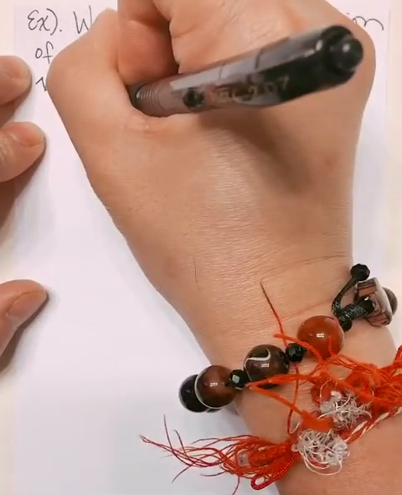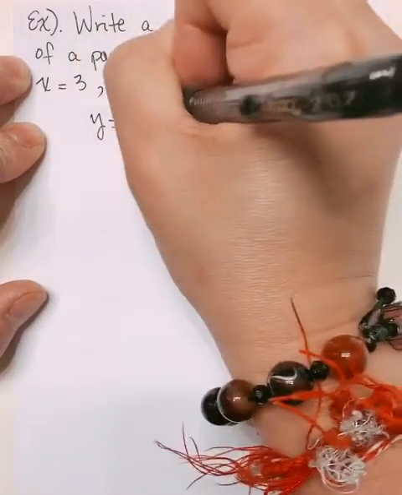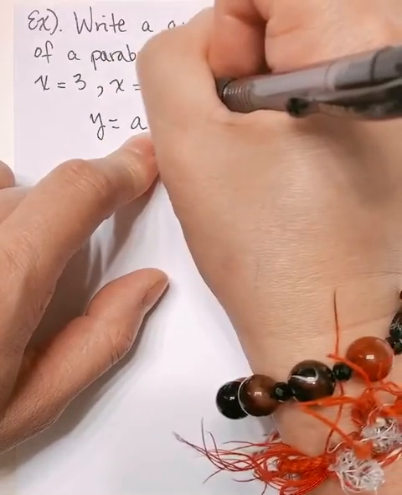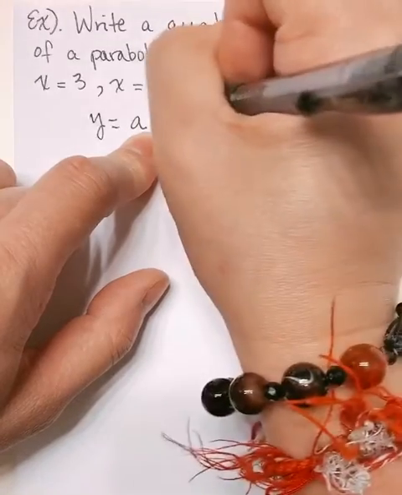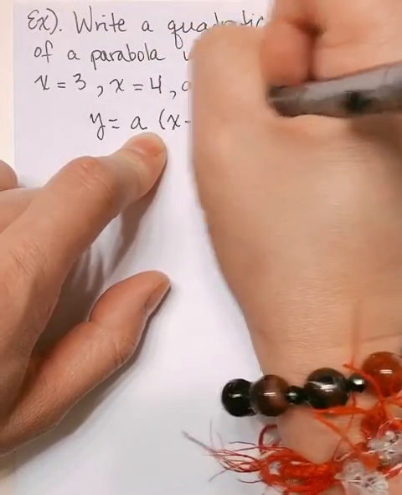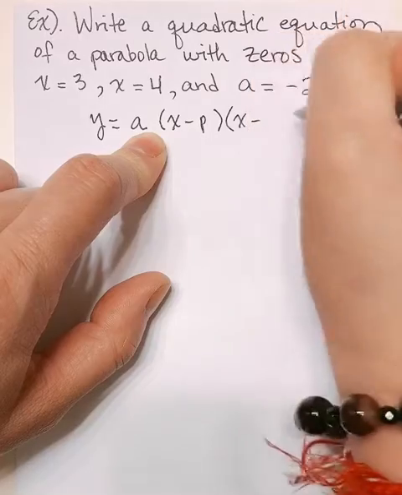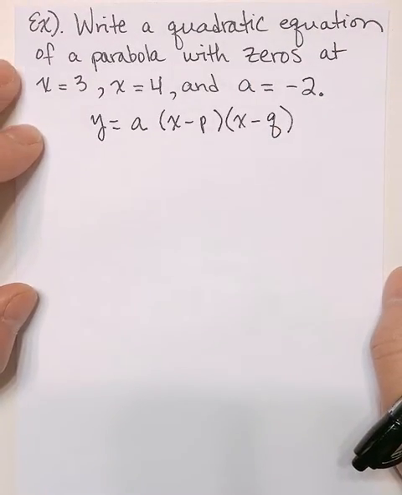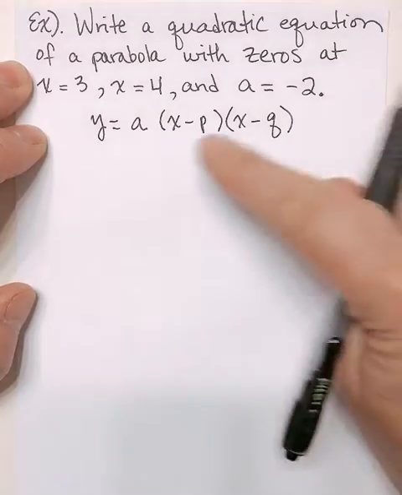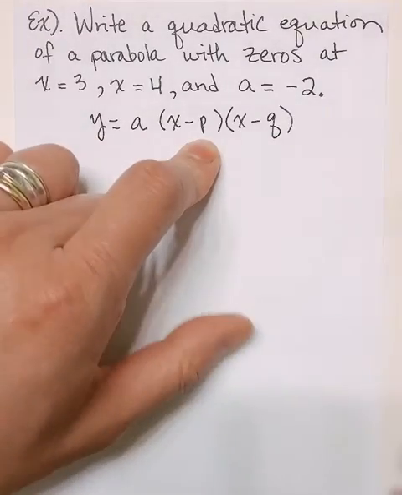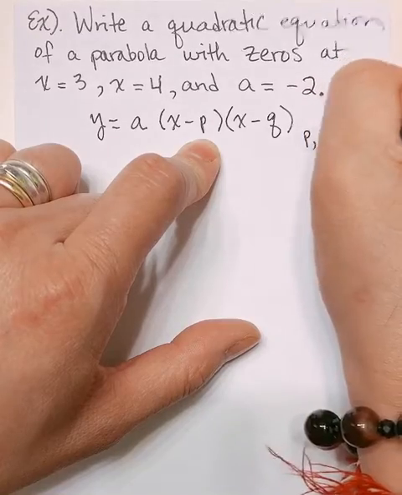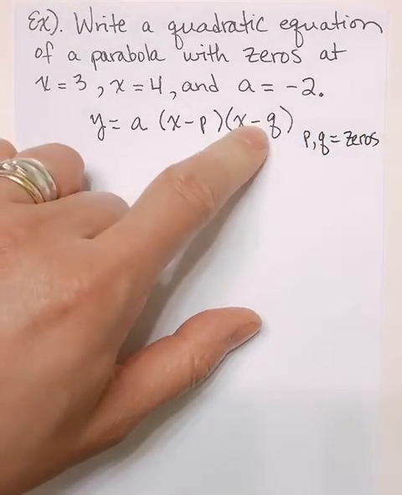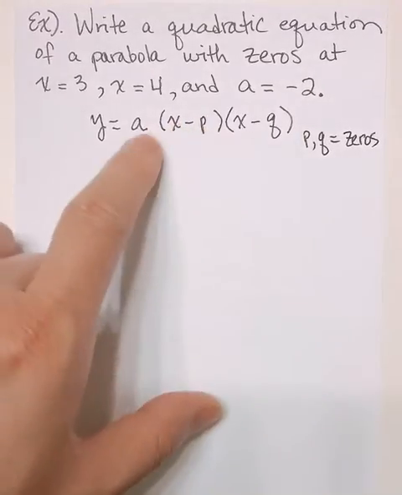So it's always going to be y equals a, that's your leading coefficient, and then the factor form: x minus p times x minus q. This is your factor form, also known as the x-intercept form, where p and q are actually the zeros. The p and q are the zeros or the solutions of these equations, and of course the a is just the a right here.